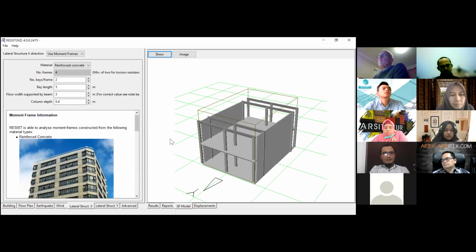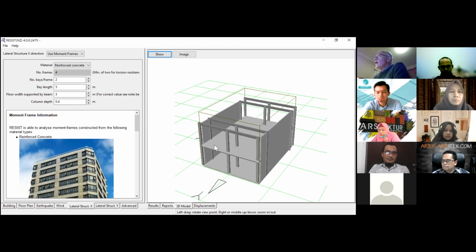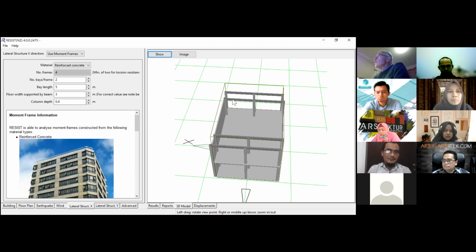And so what I've done is I've gone to the Resist software and I've modeled this little house in Resist. And in the Y direction, I've modeled the two walls, which are in confined masonry. My software doesn't model confined masonry, but I've modeled the walls as reinforced masonry. And then in the X direction, you can see I've designed 4 reinforced concrete moment frames. And the purpose of these moment frames is to resist the earthquake in the X direction.